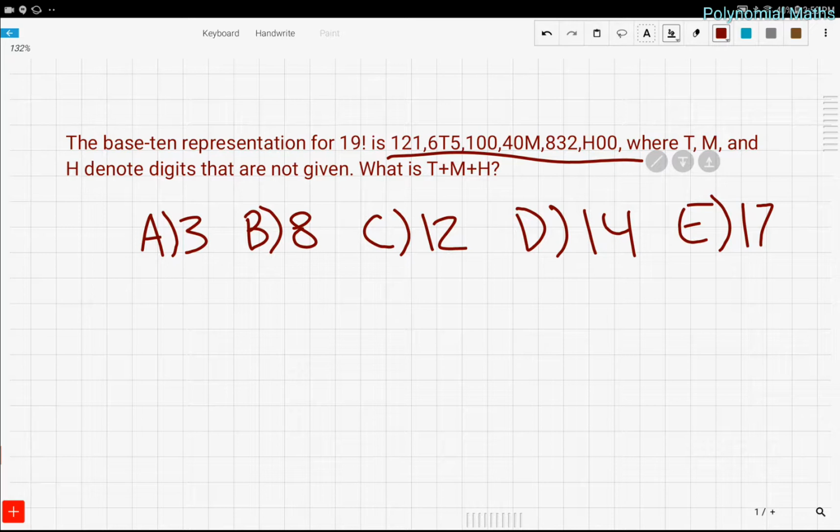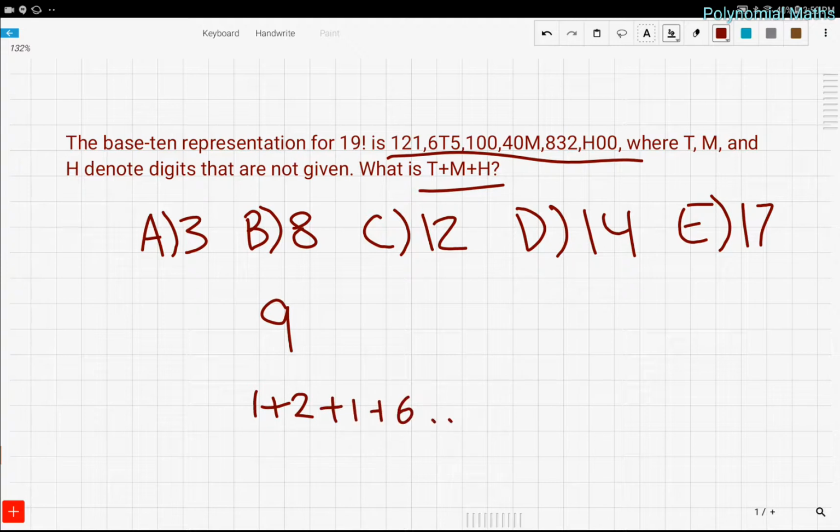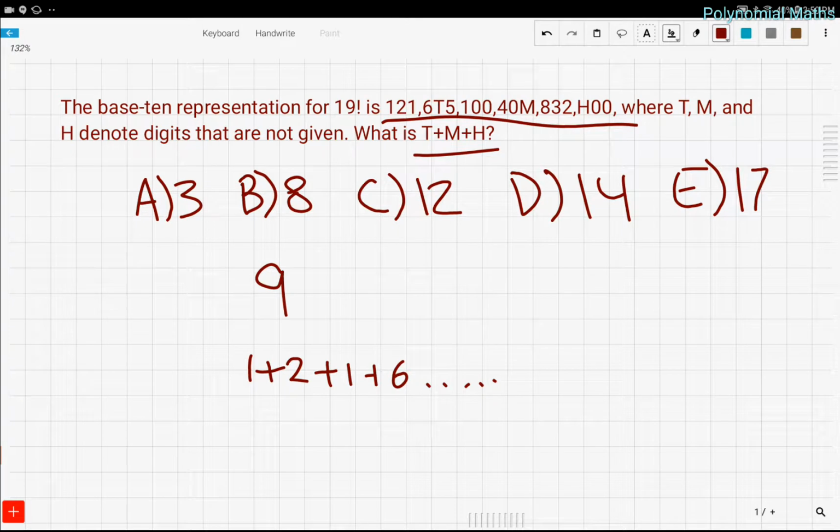The first divisibility rule that we can test is divisibility by 9, because we have to find T plus M plus H, so it seems like a good idea to start there, since divisibility by 9 involves just summing up the digits of 19 factorial. So we sum up all these digits: 1 plus 2 plus 1 plus 6, and so on. This ends up equaling 33 plus T plus M plus H.